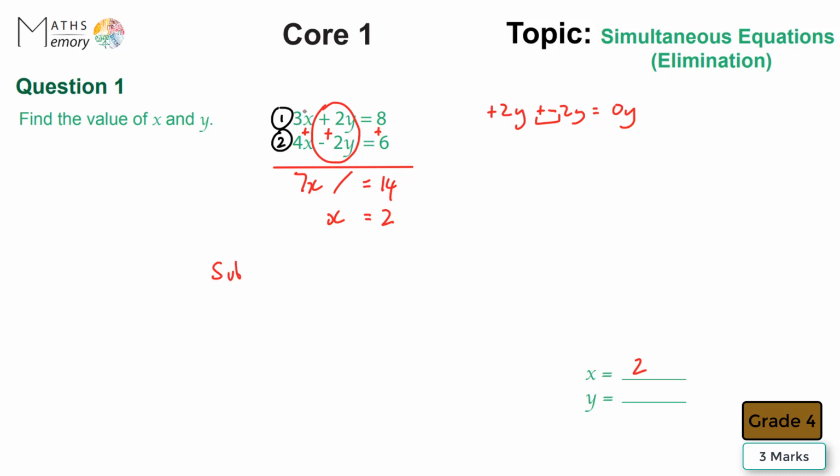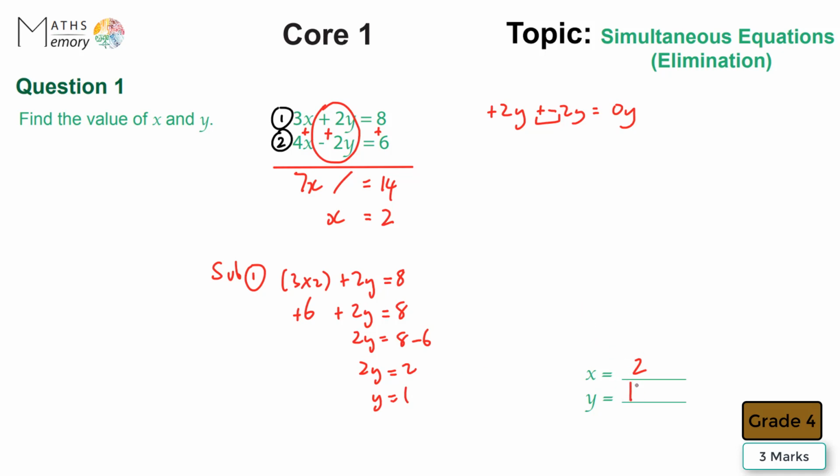Let's substitute this into the easiest linear equation. This will probably be number 1 because it's simply got a positive coefficient of 2 here. So wherever we see x, we're going to substitute in 2. So this is 3 times x. I'm going to write 3 times 2 over here, plus 2y equals 8. So 6 plus 2y equals 8. 2y equals 8 minus 6. Look how we did that. The plus 6 becomes a minus 6. And therefore, 2y equals 2 and y equals 1.